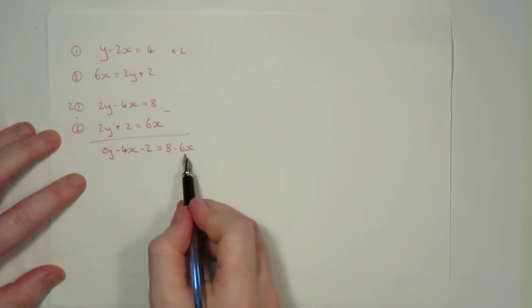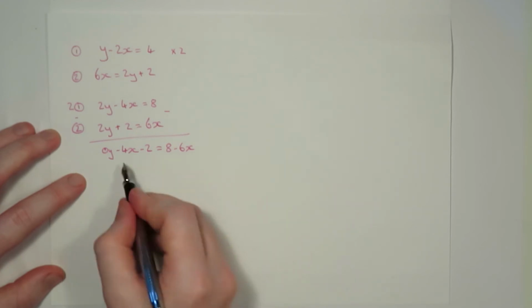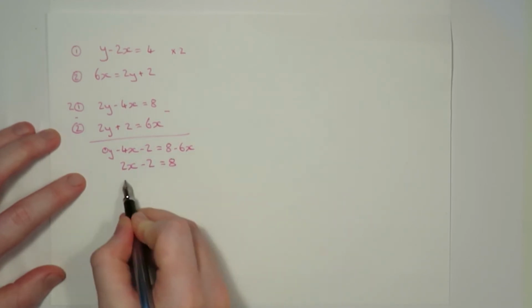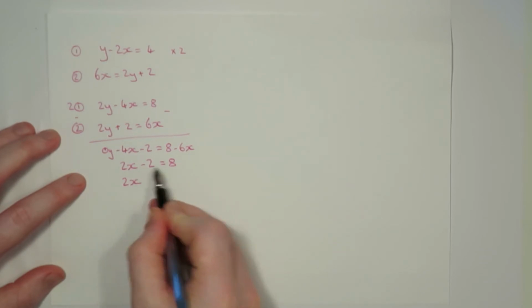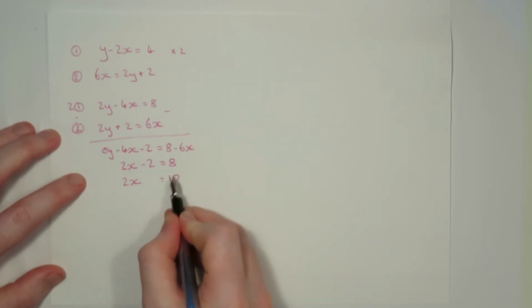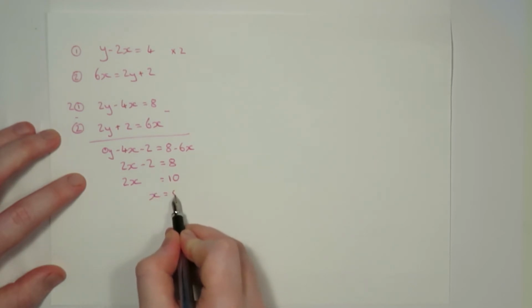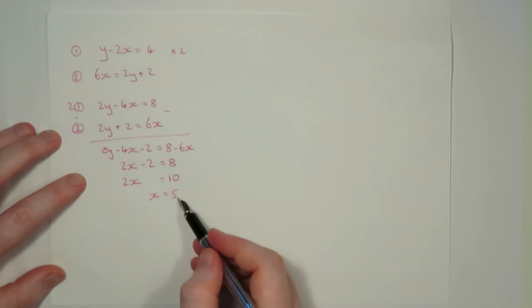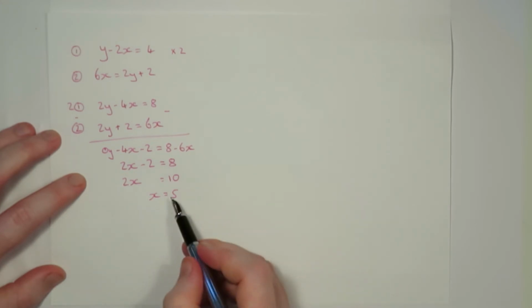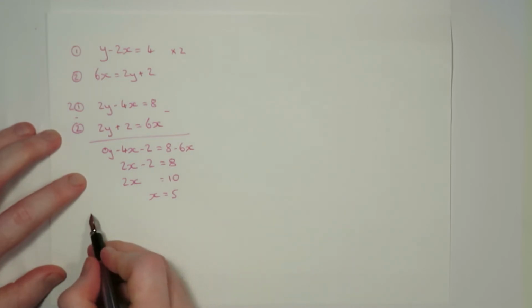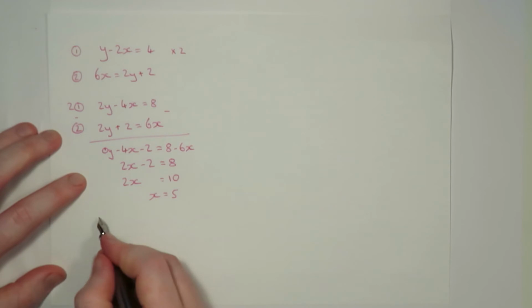And then here now we can add 6x onto both sides and we are left with 2x minus 2 equals 8. Add 2 to both sides and you are left with 2x equals 10. So x is equal to 5. Divide both sides by 2. Once you have this, what you can do then is you can substitute it into one of these equations up here. So let's substitute this into equation 2.